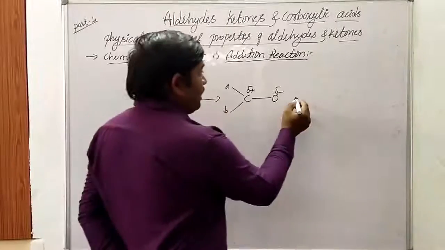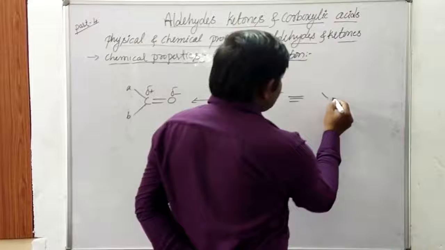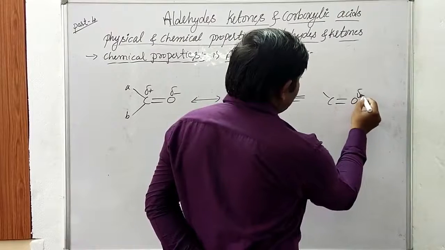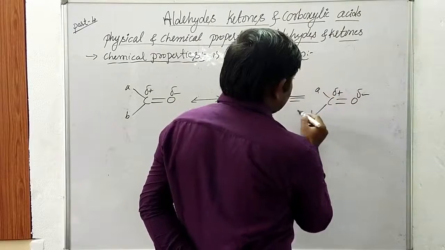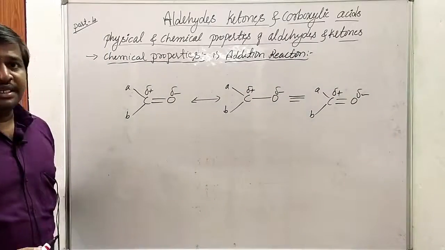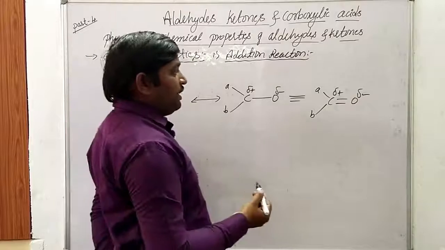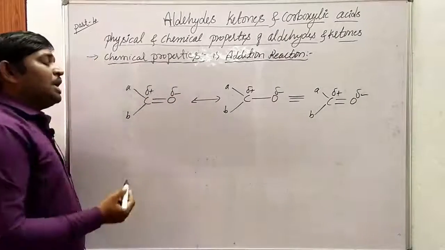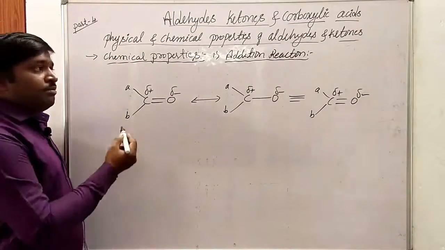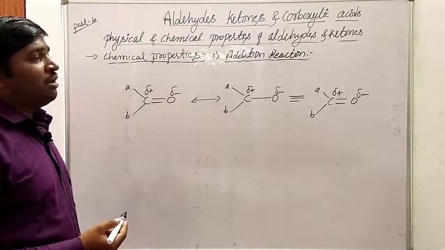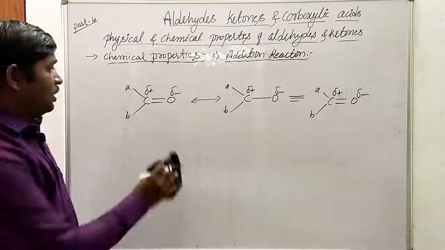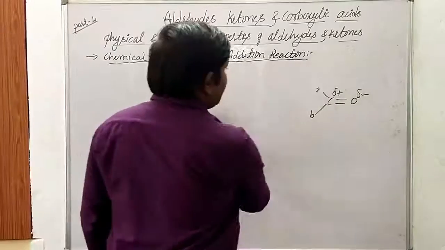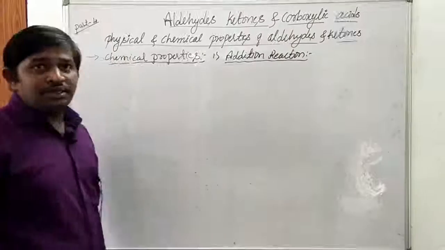This can also be represented as C=O with delta minus and delta plus, where this is A and this is B. This is the general form of aldehydes and ketones. Now let us consider some chemical reactions, the addition of HCN to aldehydes as well as ketones. Let us consider the general mechanism of addition of HCN to aldehydes and ketones.